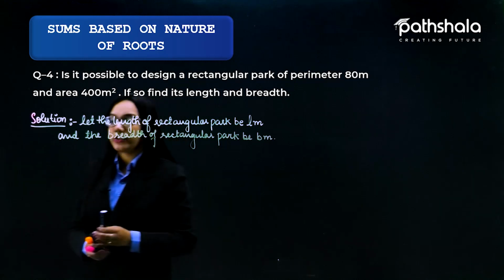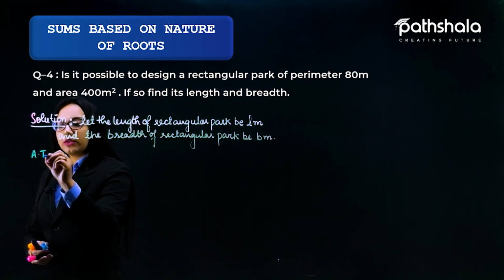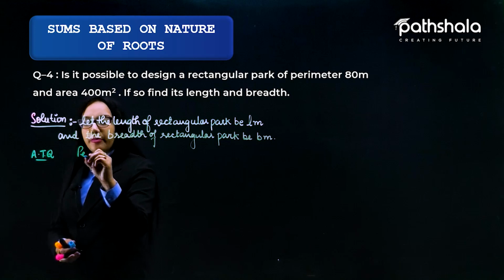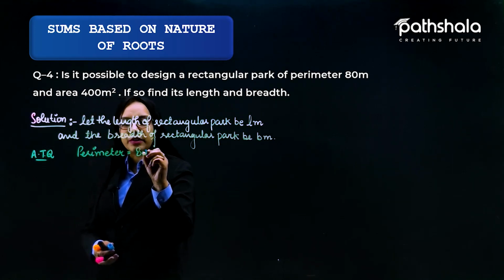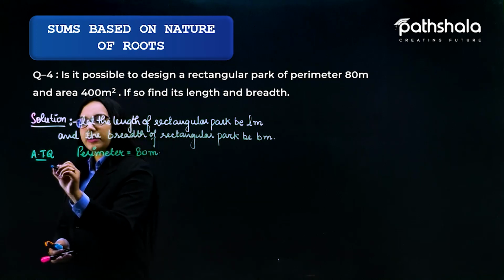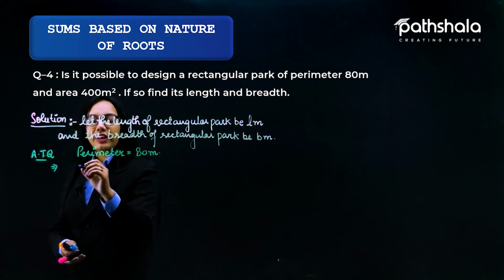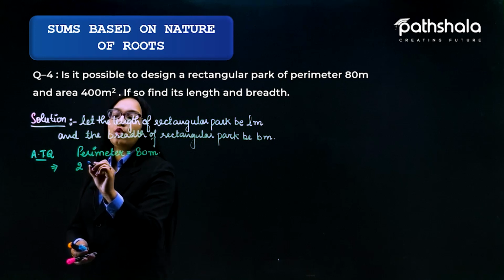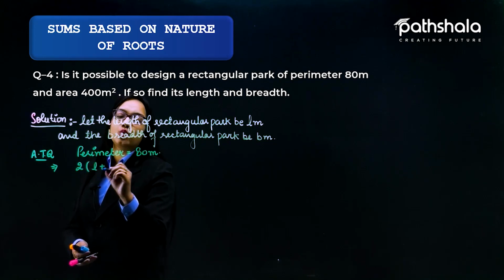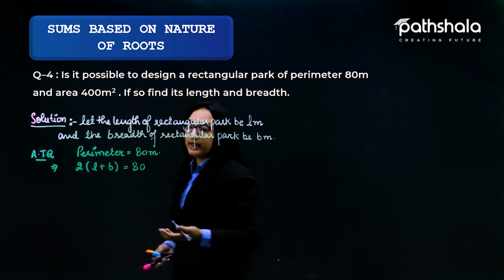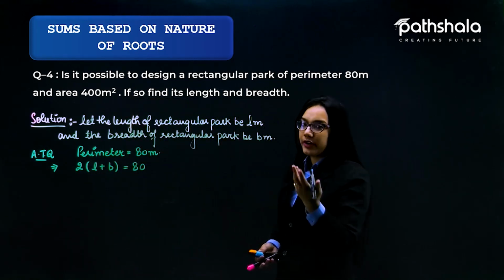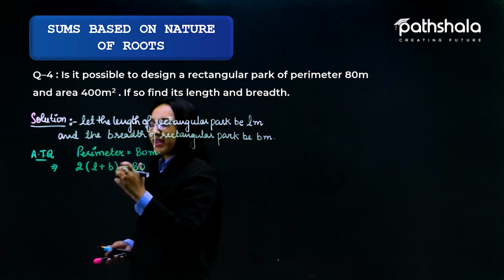According to the question, the perimeter is equal to 80 meters. We know the perimeter of a rectangular field is 2 into (L plus B). It is 2 into (L plus B), which is equal to 80. And we have taken the length as L and breadth as B, so this would remain the same.